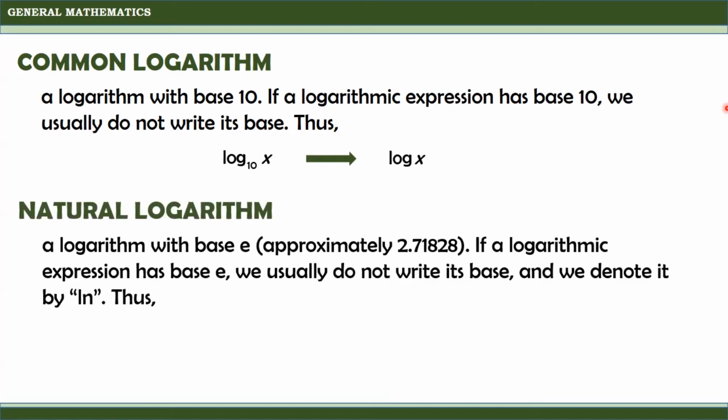Moreover, a natural logarithm is a logarithm with base e. e is a natural number which is approximately equal to 2.71828. If a logarithmic expression has base e, we usually do not write its base, and we denote it by ln. Thus, if we have log base e of x, then we can write it as ln of x.